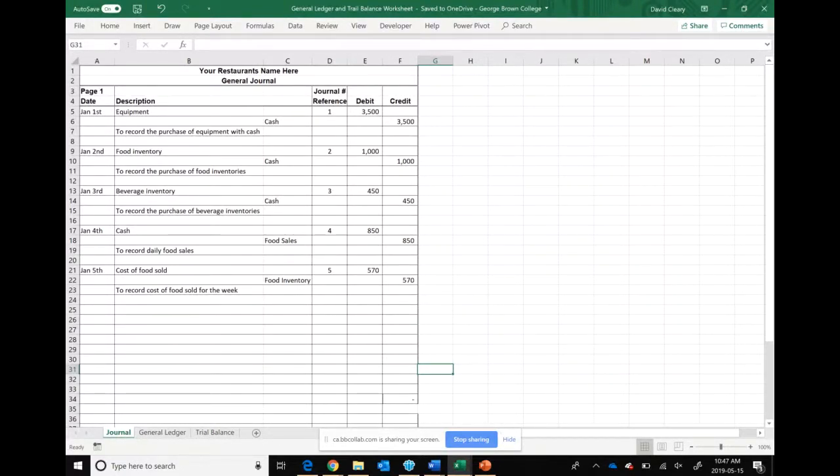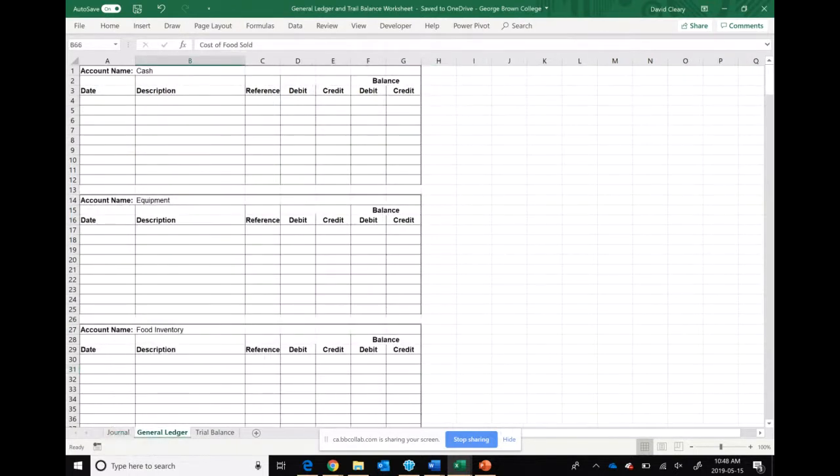Now our task is to transfer this information to the ledger. Okay, so if we go to the next tab over, the general ledger, we have our accounts. You see right here, it has an account name. This is our cash account. We also have spaces for a date, the description, the reference number for each transaction, the debit and credit column for the effect, and then we have 2 columns for the balance.